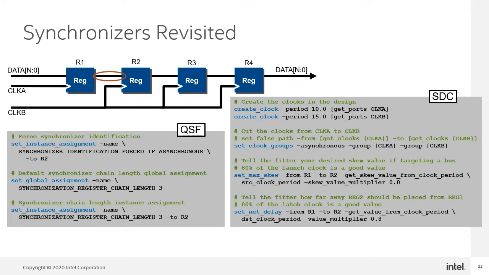Another constraint to use is the setNetDelay. Since the tools can make the paths between the registers in the first clock domain to the registers in the second clock domain as long or as short as needed, consider placing the setNetDelay constraint on those paths as an upper bound to make synchronization of the data in the system a known quantity. A good upper bound for the setNetDelay is 80% of the latch clock. When using the destination clock period option in the setNetDelay command, you will also need to include the value multiplier option as well.